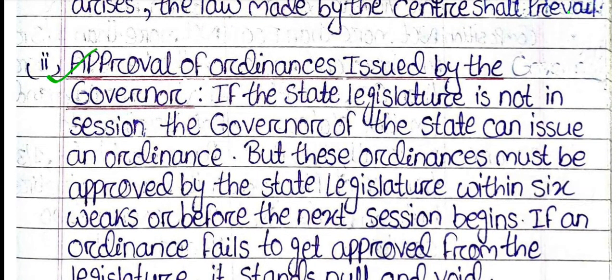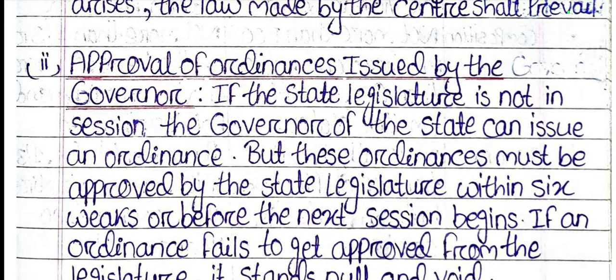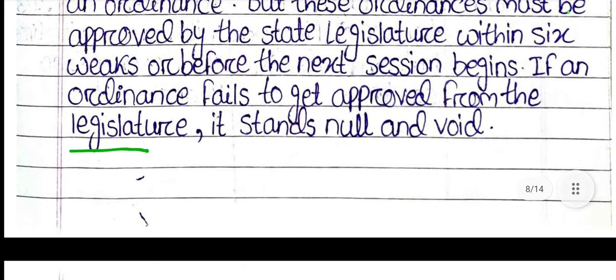Then second point is approval of ordinance issued by the governor. If the state legislature is not in session, the governor of the state can issue an ordinance, but these ordinances must be approved by the state legislature within 6 weeks or before the next session begins. If an ordinance fails to get approved from the legislature, it stands null and void.